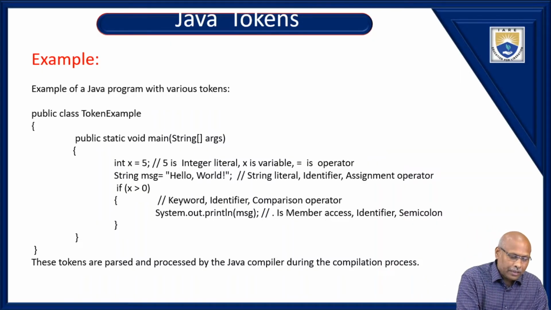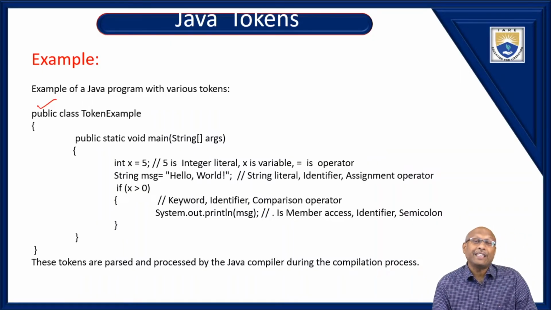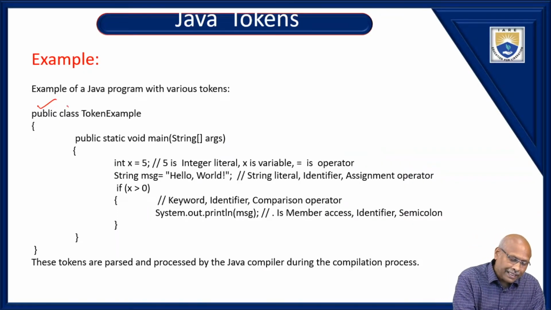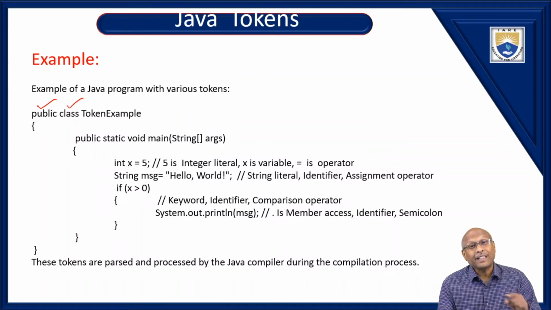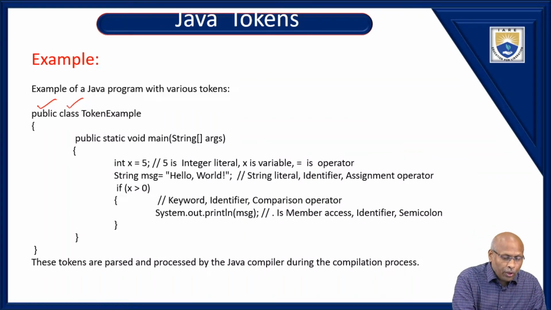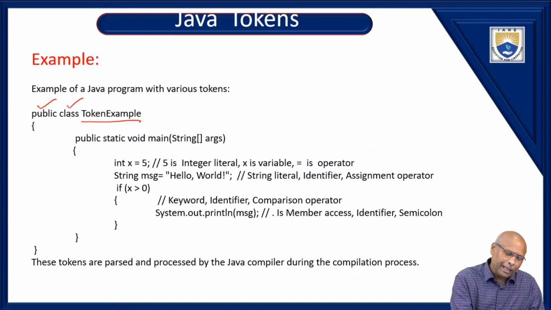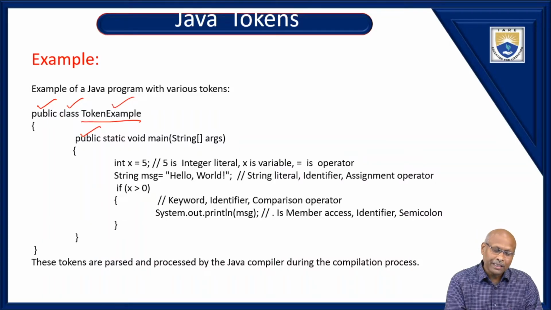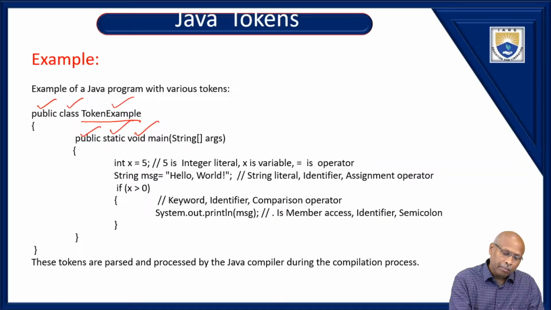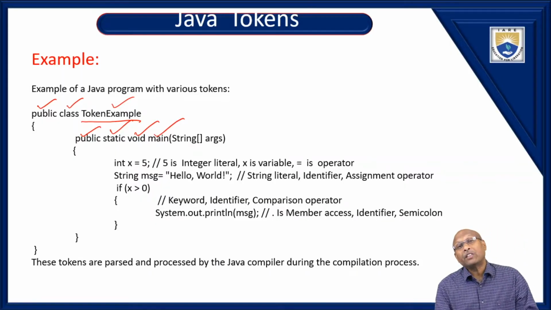Now see public. Public is also a token. That means it comes under keyword token. Similarly class. Class is also a token, a keyword token. The class name comes under identifier. So this is also a token. Everything is a token. Similarly public, a keyword token. Static, keyword. Void, keyword. Main is what? Method name. Method name comes under identifier.